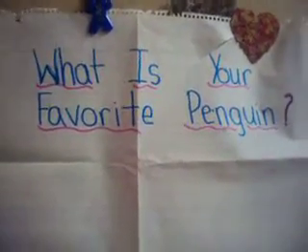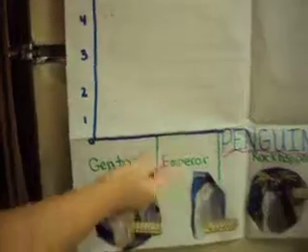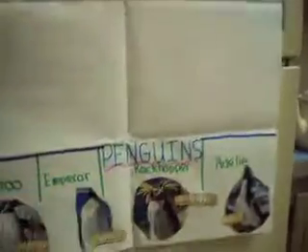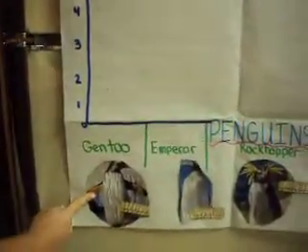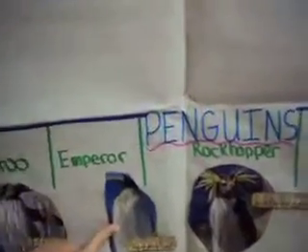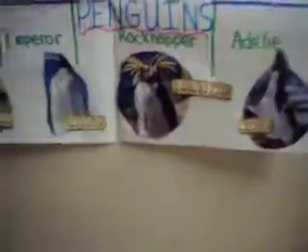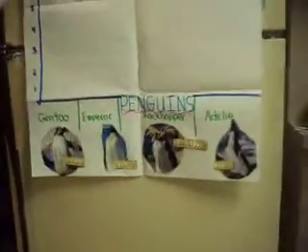Before the children graph their penguin, we'll go over the different types of penguins that we learned. Here's the word penguin for them to remember the types. That's the Gentoo penguin, the Emperor penguin, the Rockhopper penguin, and the Adelie penguin. The students have seen all these types of penguins during our nonfiction reading.